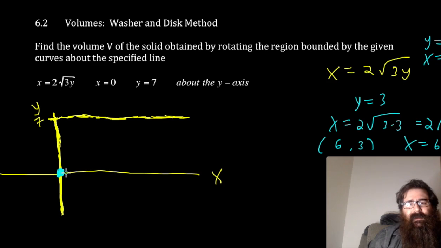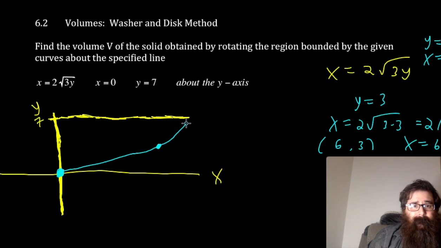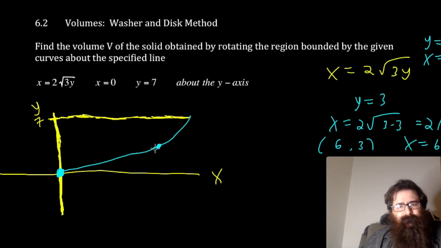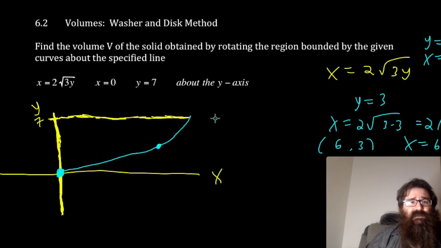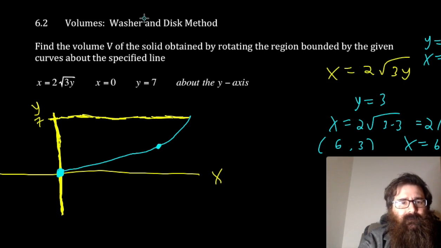So let's say that if I go out 6 units in the x direction, and then I'm up 3 units in the y direction, I get some point, something like this. And I can go ahead and connect. This is going to look like a root function, but it is kind of oriented a bit differently, and it's got some different stretch factor. But in general, something that looks like this. I just want to get a rough sketch. For anything in 6.2 talking about the washer and disk method, a rough sketch is really all that we need. Once we get the rough sketch, we should be in business.